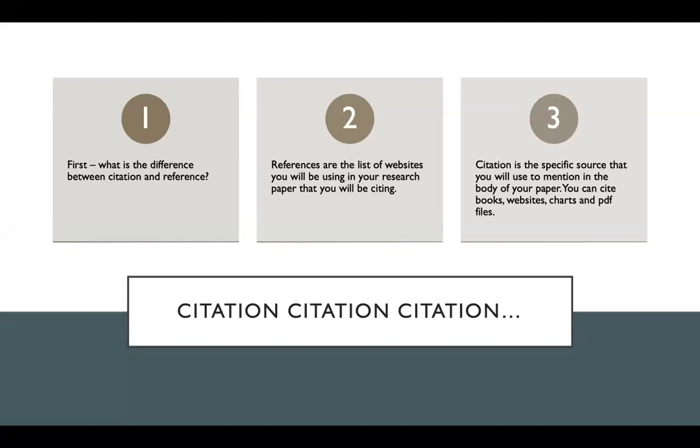Now, citation. What does a citation actually mean? And what's the difference between a citation and a reference? Now, a reference is basically a list of all the sources that you'll be using in your research paper, and a citation is basically a specific source that you will mention in the body of your paper. So you can cite books, websites, charts, and PDF files. And citations have various styles that you will be choosing from.